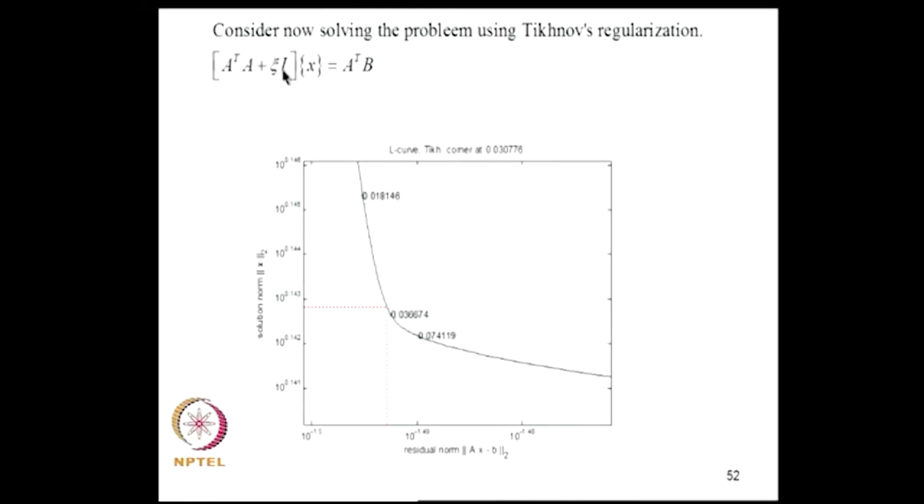So what we do is, instead of solving that problem, I consider A transpose A plus xi I x equal to 0. Now how this xi is selected is, we plot the two scalars, norm of Ax minus b and norm of x, for different values of xi. The point closest to the origin, on what typically turns out to be an L shaped curve, at the bend is taken as the optimal value. This can be programmed, and we get the Tikhonov regularization parameter as 0.03.